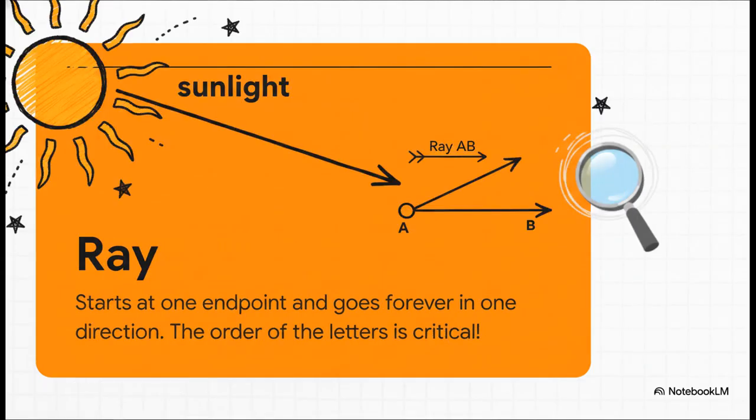And next up is the ray. Now listen closely, because this is where a lot of people make a simple mistake. With a ray, the name is everything. Think of a ray of sunlight. It starts at a specific point, the sun, and then shoots off in one direction forever. When you name a ray, the first letter you write must be the endpoint where it starts. So ray AB starts at point A and goes on forever through point B.